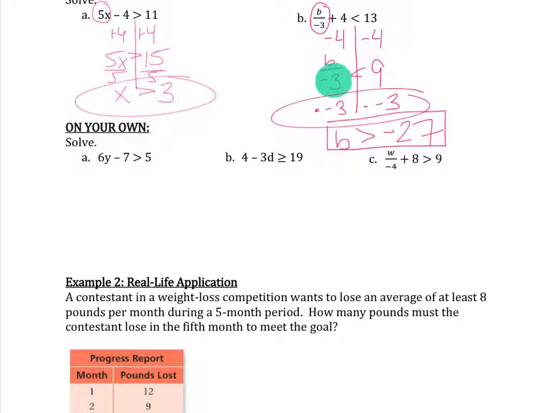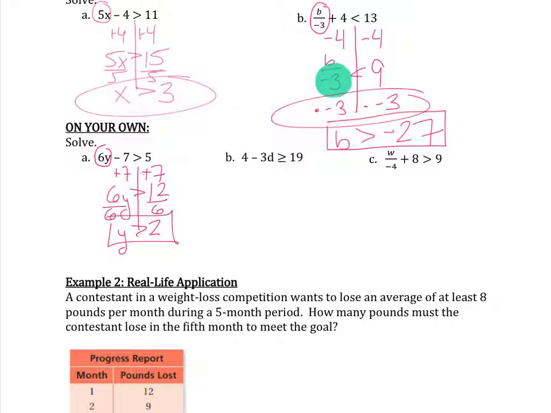So the 6y is the term with the variable, so that's the one that we're going to isolate first. So after we draw on our balance line here, we're going to add 7 to both sides. So we have 6y is greater than 12. Next up, it's 6 times y, so to undo that multiplication, we're going to divide both sides by 6, so we get that y is greater than 2.